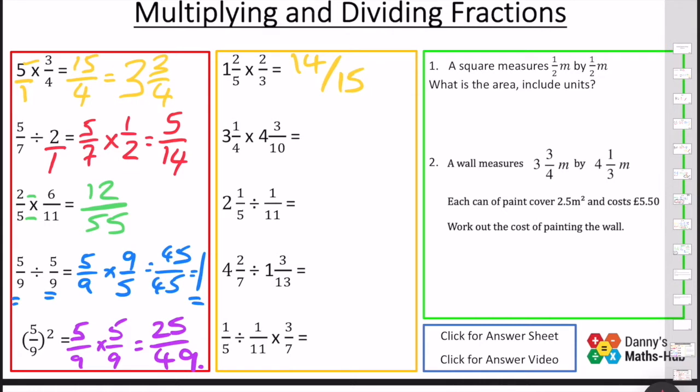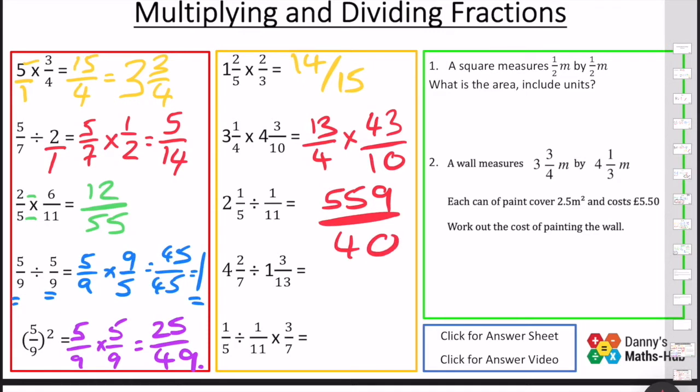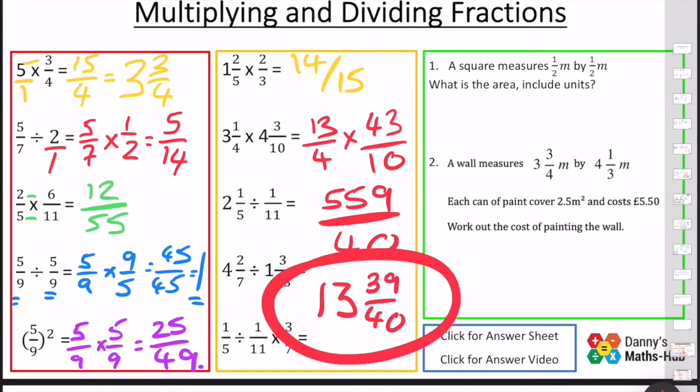So let's have a look at the next one. Get rid of all the mixed numbers and turn them into improper fractions. 3 times 4 is 12, add the 1 is 13 over 4. 4 times 10 is 40, add the 3 is 43 over 10. We then complete as normal. 13 times 43 is 559. 4 times 10 is 40. This is an improper fraction, so let's turn it into a mixed number. How many 40s go into 559? You may need a calculator for this, but it's 13 with 39 left over. This can't be simplified, so this is our final answer.